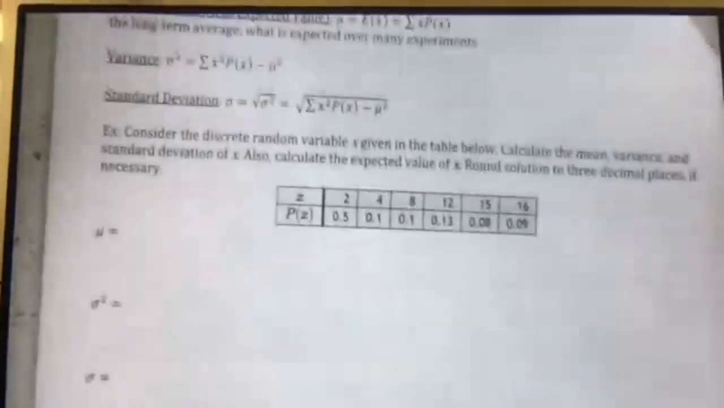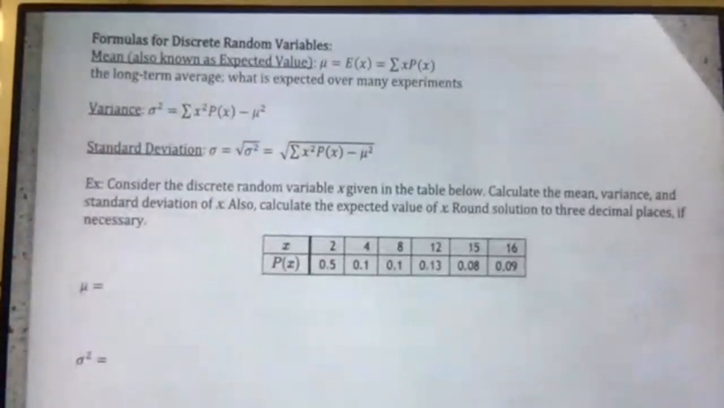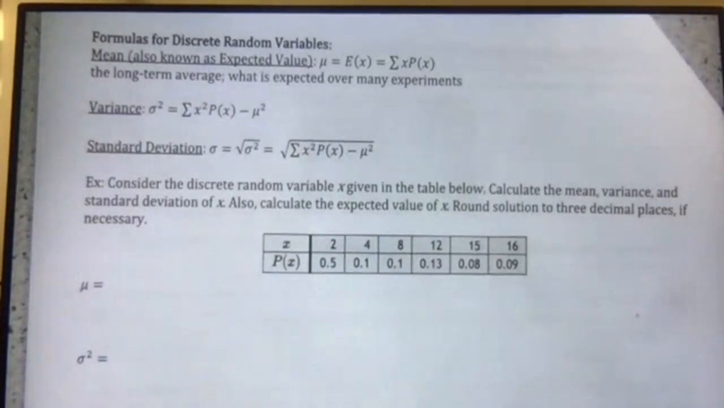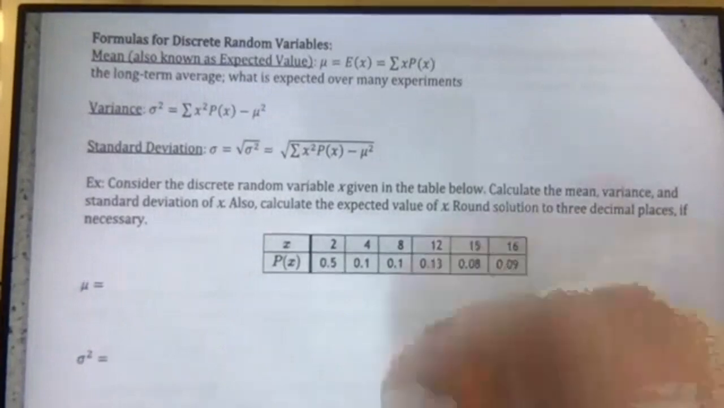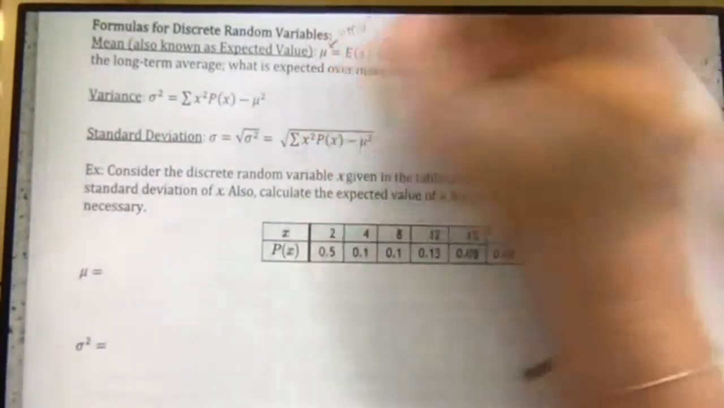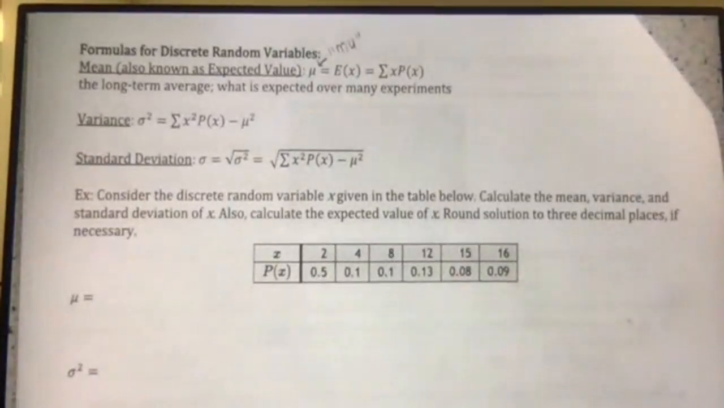So, formulas for discrete random variables. Our mean, which is also called our expected value, they're synonyms that we use interchangeably, is mu, the symbol we talked about before. E of x is for our expected value, and it's the sum of x times p of x. So adding up our x's times our p of x. It's the long-term average, or what is expected over many experiments.